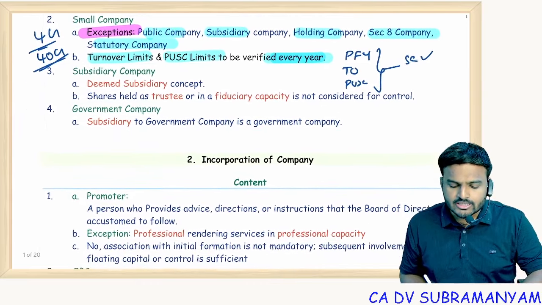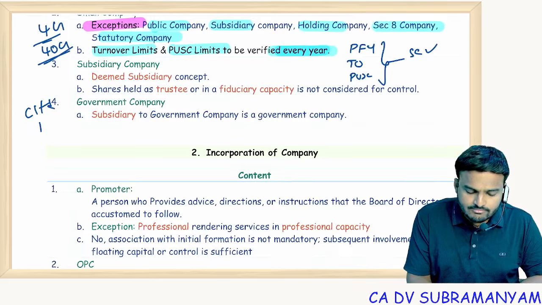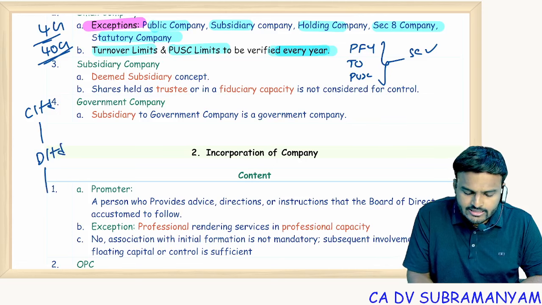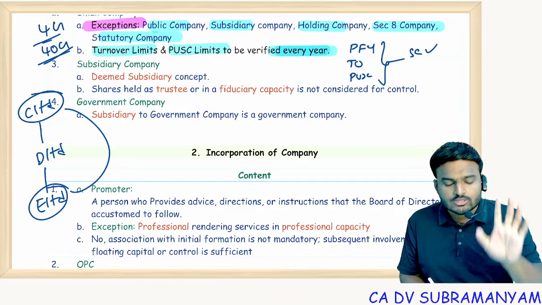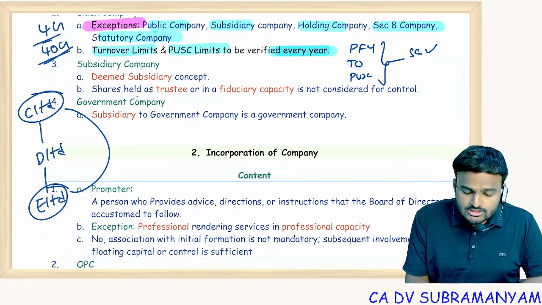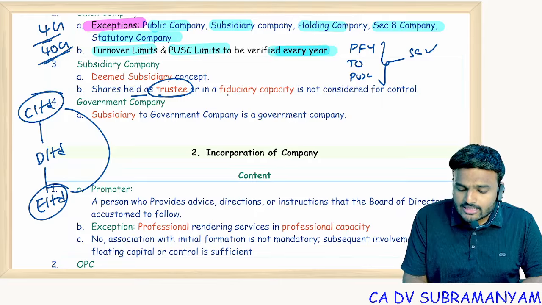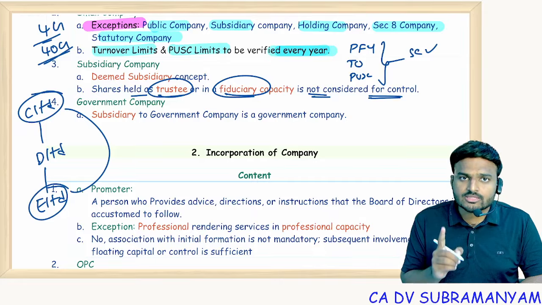Subsidiary company. The deemed subsidiary company concept is very important here. For example, C Limited has subsidiary D Limited. D Limited has subsidiary E Limited. Now, whether E Limited is a subsidiary of C Limited or not? Yes, E Limited is a subsidiary of C Limited. While checking the control, shares held in a trustee capacity or in a fiduciary capacity should not be considered. Remember this rule.